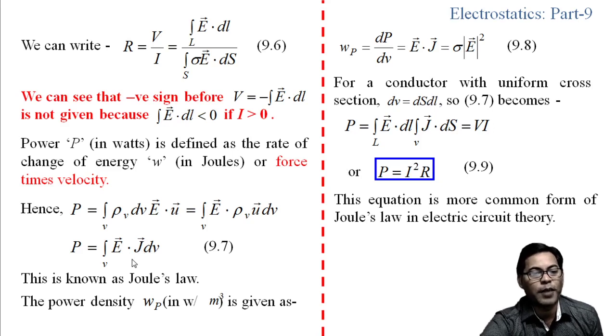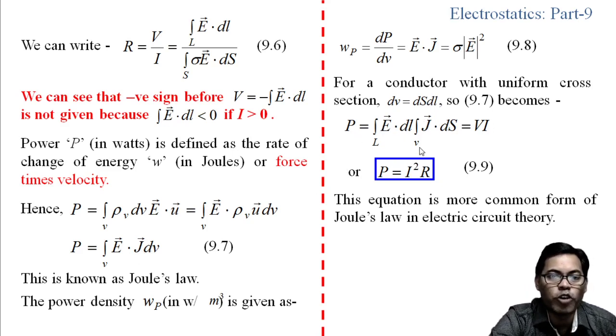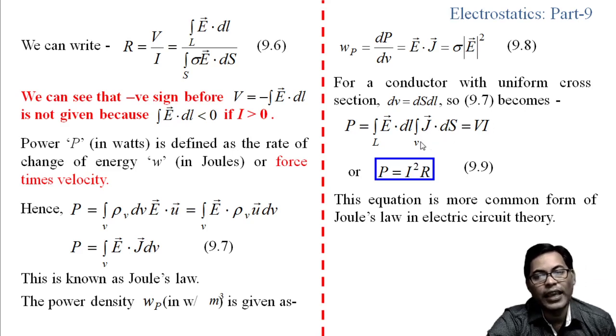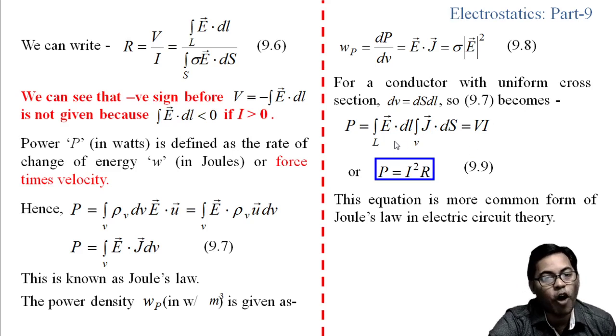So from that, if we apply here, we will get P equals line integral of E dot dl times volume integral of J dot ds. Sorry, here it will be surface integral of J dot ds. So here the surface integral of J dot ds equals I, and the line integral of E dot dl equals V. So P equals V times I, and that form P equals VI is familiar to us. From that we can get P equals I squared R. So this equation is the more common form of Joule's law in electric circuit theory.